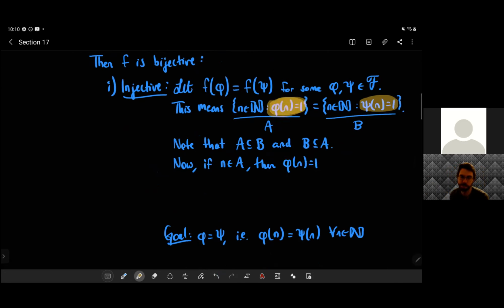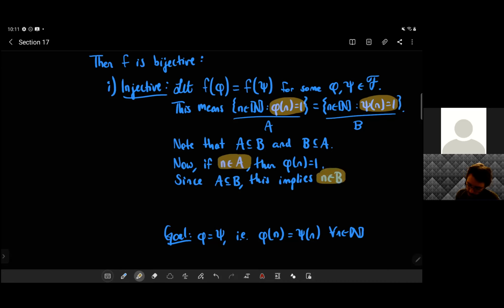Then I'll say, since A is a subset of B, this implies n is in B. Right? Taking n in A gives me n in B because A is a subset of B. But that's the same as saying psi of n equals 1. Okay, that is golden because if phi of n is 1 and psi of n is also 1, then they're equal to each other. Right? Phi of n is psi of n.